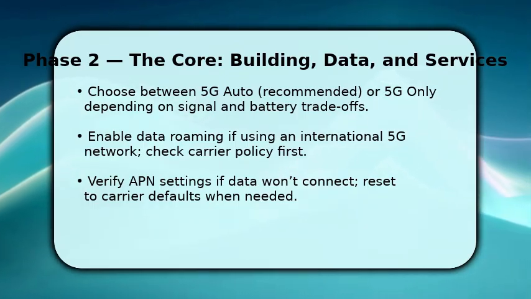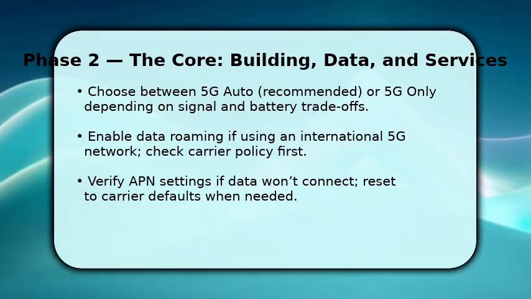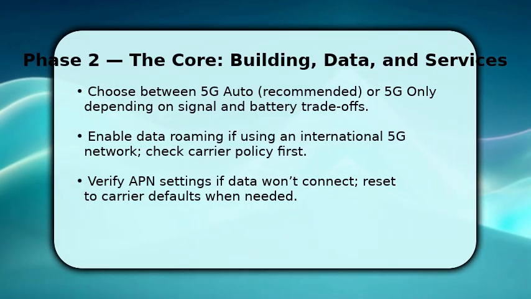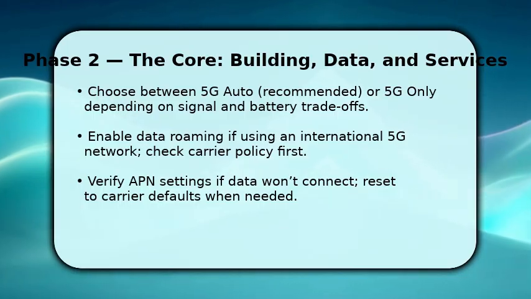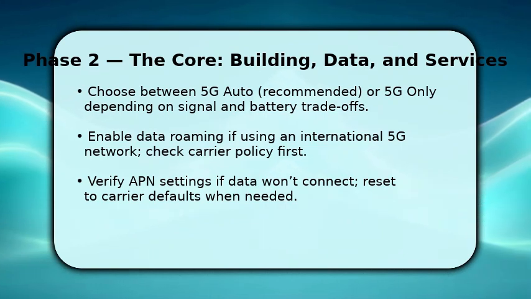Should mobile data fail, inspect or reset APN settings to carrier defaults. This often resolves authentication or packet routing issues and lets your phone register on the 5G core network.